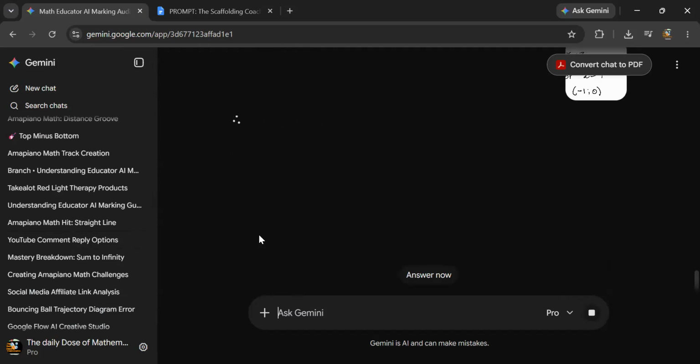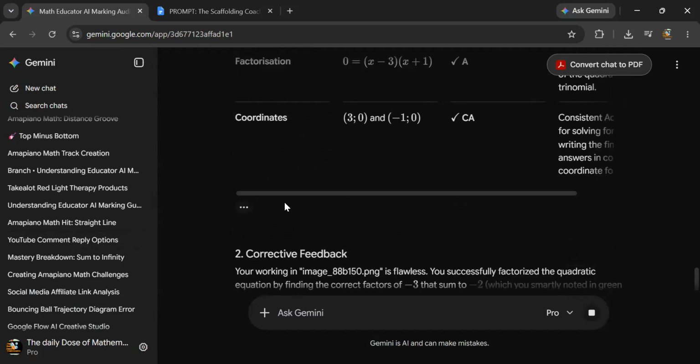Take that value, put it back in, and get the y coordinate. Or take the derivative, set it to 0, and find the turning point.